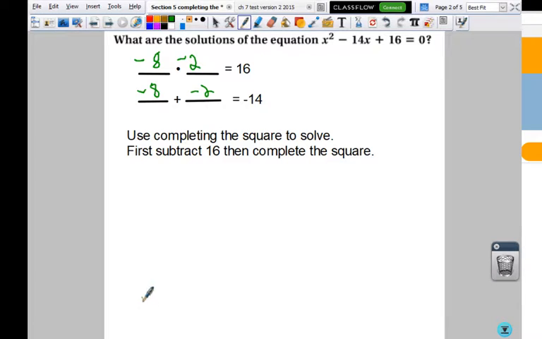Okay, is negative 8 plus negative 2 negative 14, right? No, so what else can I try? Negative 6 and negative 4, maybe. Okay, what else? Negative 4 and negative 4, right? Do those add up to negative 14? No. Okay, what else?